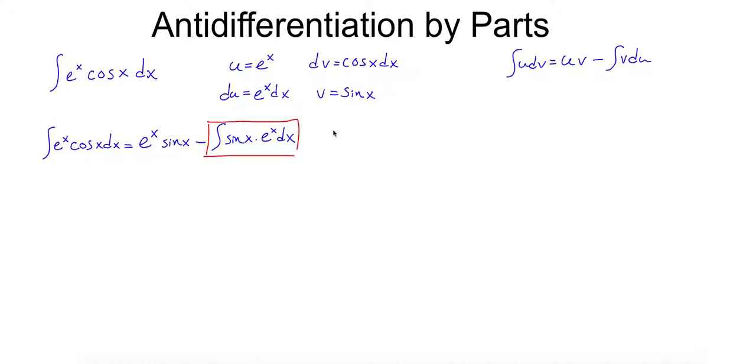So we'll follow the same pattern. u will once again equal e to the x, meaning that du is going to equal e to the x dx. We'll have dv equal to sine x dx this time, meaning that v would be the antiderivative of the sine of x, which would be the negative cosine x. And we'll put all that back into our formula here.